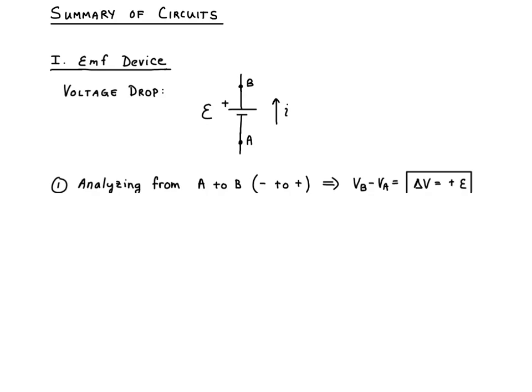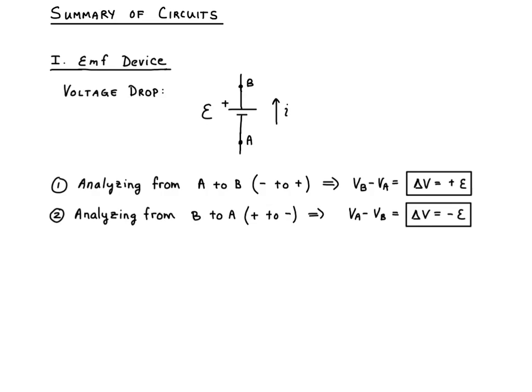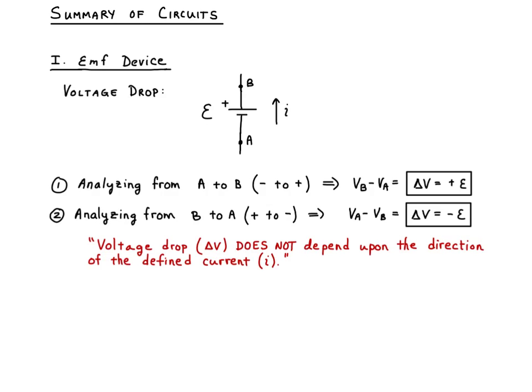Now we can also analyze the other way, going from B to A, in which case we go from plus to minus, and we'll have a negative potential drop, and that'll be minus E. So you see, it doesn't depend on the direction of the current, just the direction that you're analyzing, which leads us to this simple statement. The voltage drop does not depend upon the direction of the defined current, just whether you go from plus to minus or minus to plus.